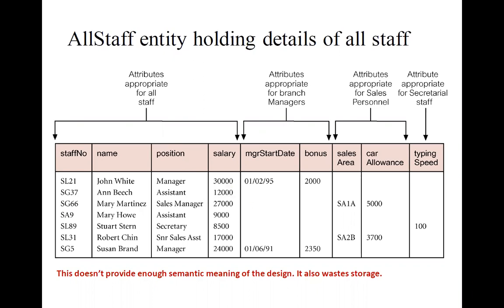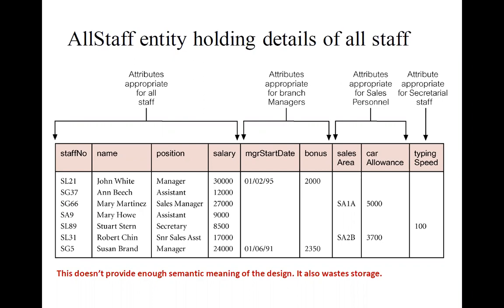For example, for managers, we want to know the manager start date and that we give managers a bonus. For salespeople, we want to know the sales territory of a salesperson, and we also give a salesperson car allowance. For secretaries, we care about the typing. Okay, you must type 60, 50, whatever number of words per minute.